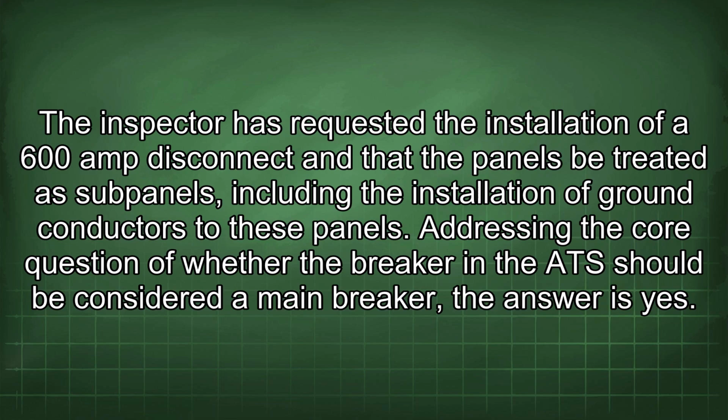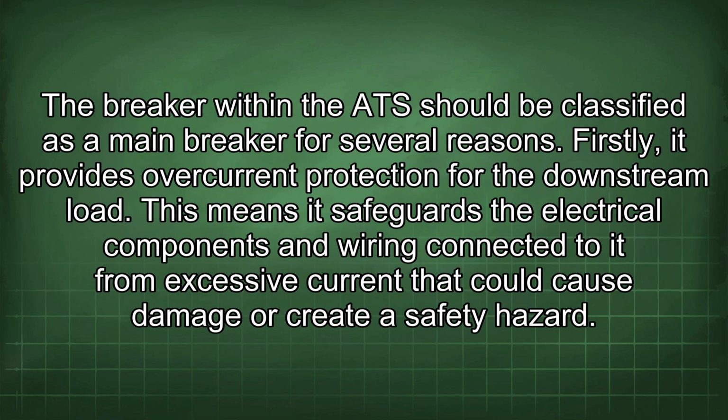The inspector has requested the installation of a 600 amp disconnect and that the panels be treated as subpanels, including the installation of ground conductors to these panels. Addressing the core question of whether the breaker in the ATS should be considered a main breaker, the answer is yes. The breaker within the ATS should be classified as a main breaker for several reasons.